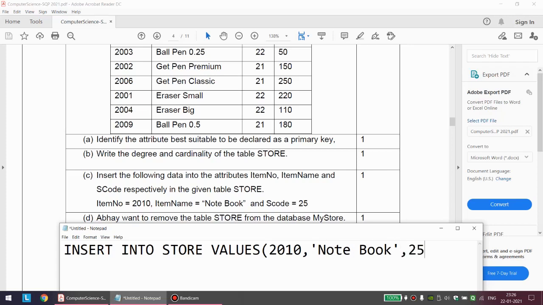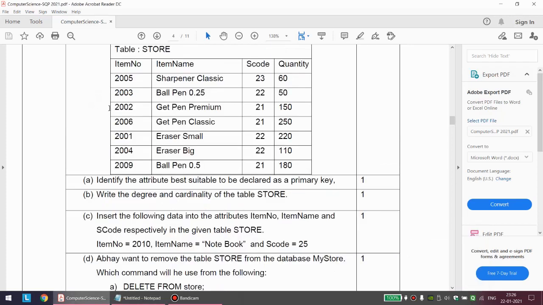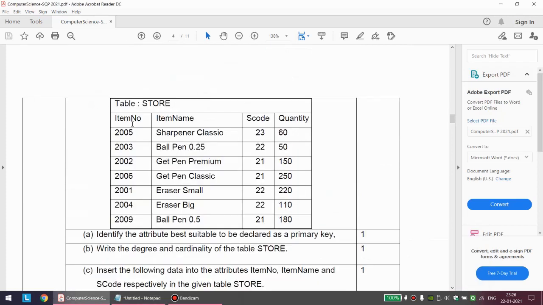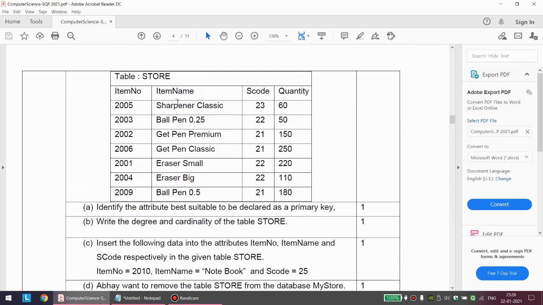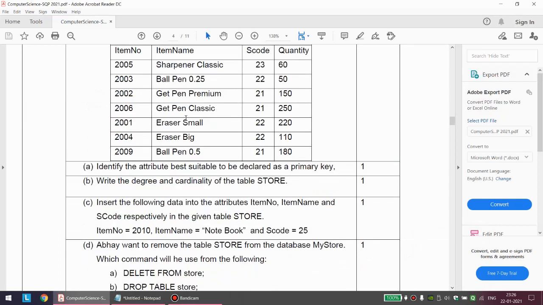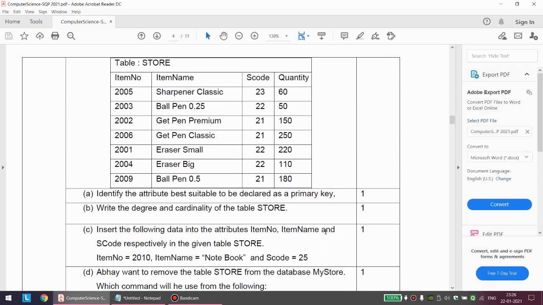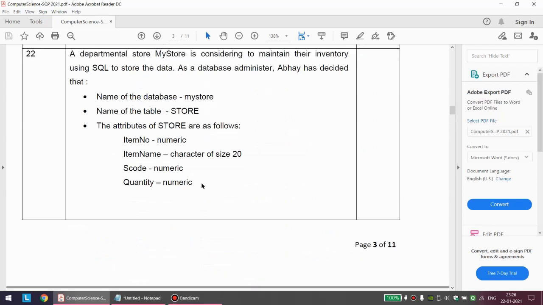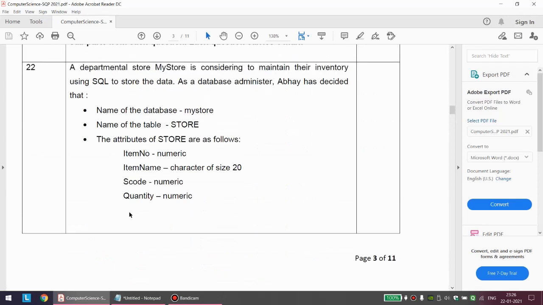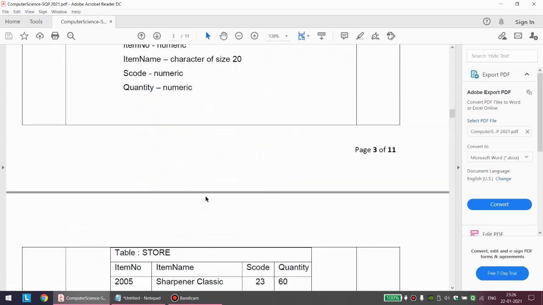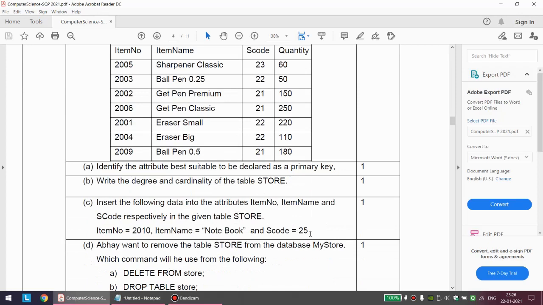25. Okay, but I am a little speculative regarding that. Item name can be inserted very easily. Item name is notebook, S code is 25. I think they are not giving us any quantity. It is not mentioned in the definition whether quantity can be null or not. If quantity can be null, then this would be sufficient.